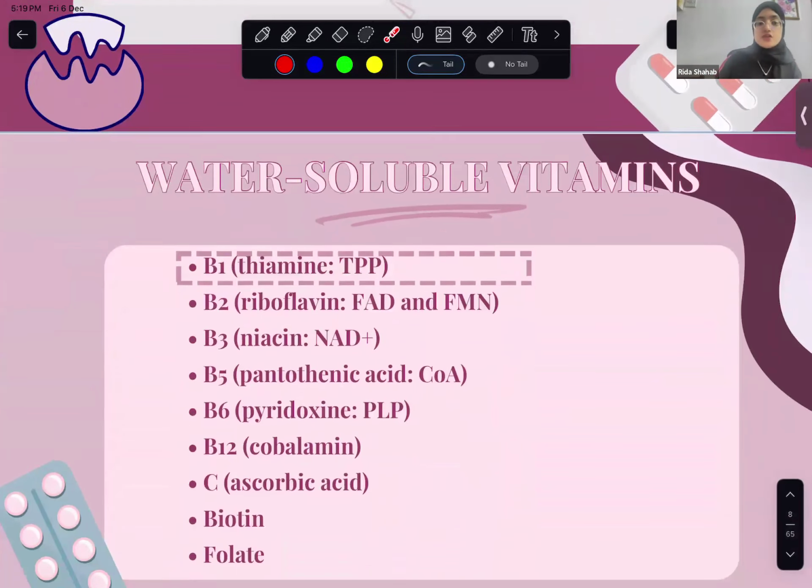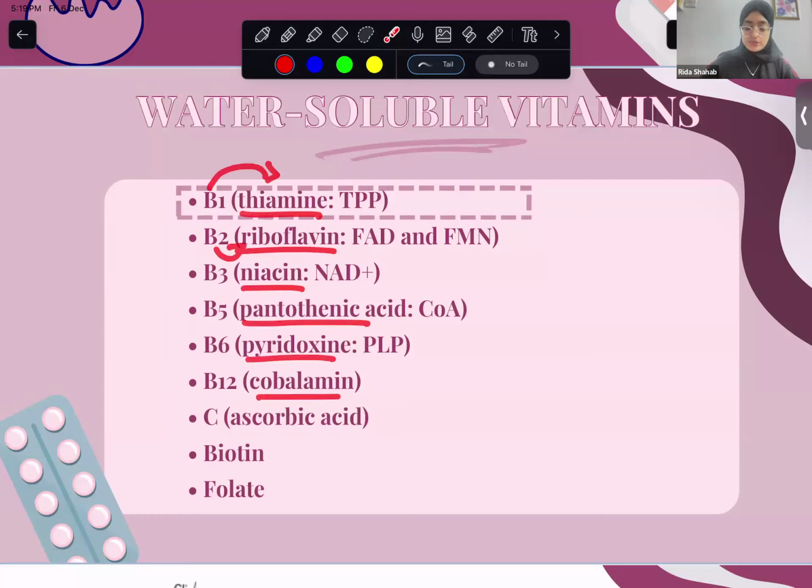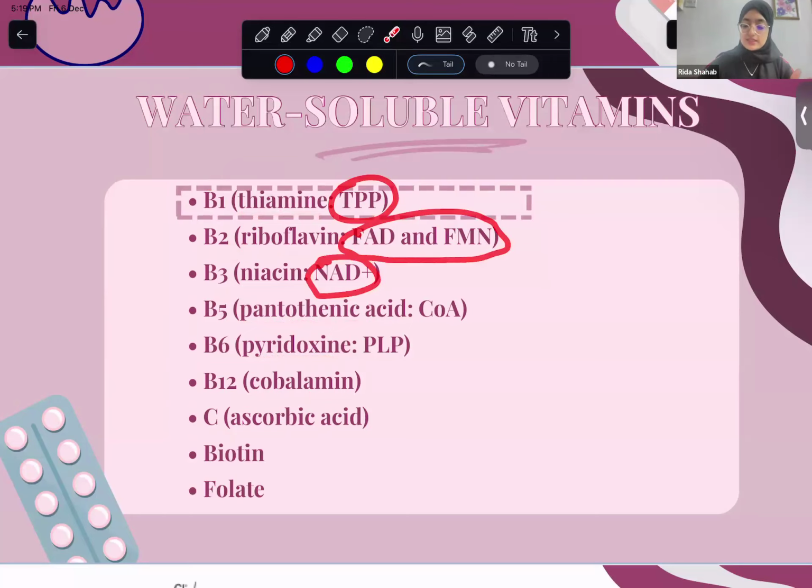So let's start. These are our water-soluble vitamins. I know this looks like a lot, but by the end of this lecture, you're going to have all of these enzymes in your mind, and it's going to be really easy to interpret. We're going to start with B1, thiamine. In this table, the names that you see here are the names of the vitamins. B1 is called thiamine, B2 is called riboflavin, and these here are the coenzymes that these vitamins give rise to.